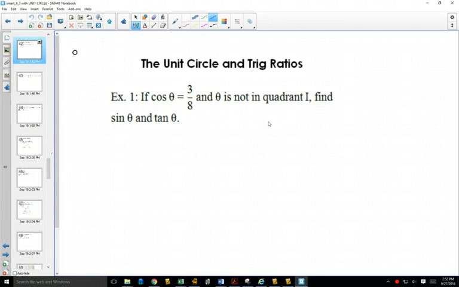Cos of theta is 3/8, and it's not in quadrant 1. So this is going to be a triangle question. And because cos is positive and it's not in quadrant 1, that means it has to be in quadrant 4. So we can draw it.